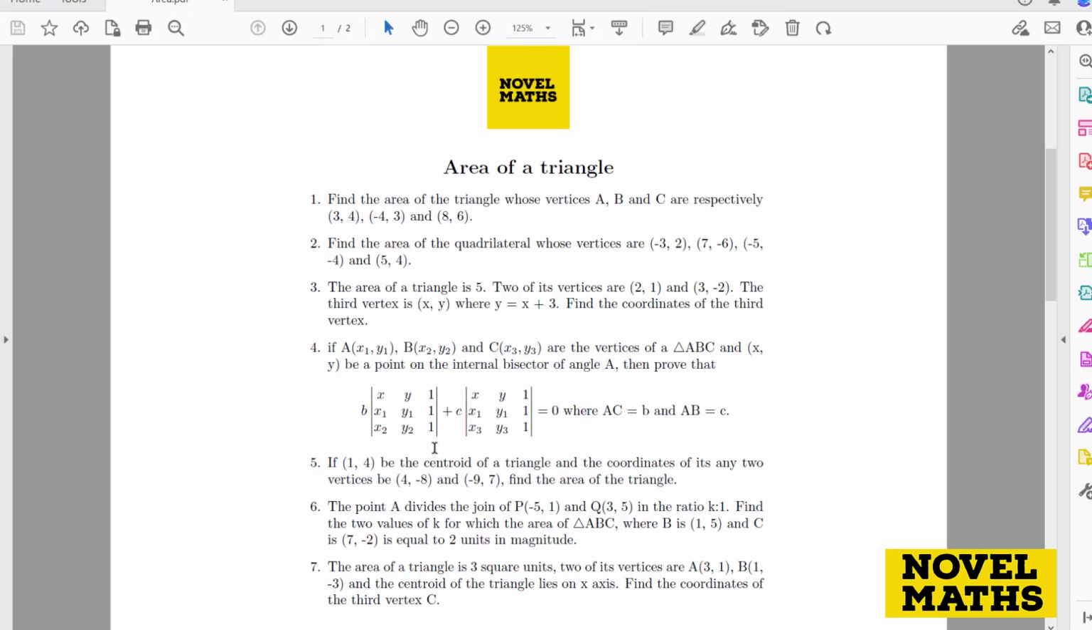So in summary, area of a triangle or quadrilateral or polygon, this is an easy topic. And in the next video, I will try to cover the geometric results and related questions.